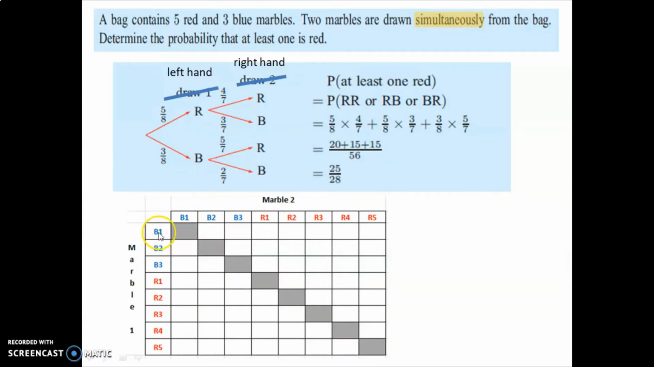If you look here, this would represent blue marble number one and blue marble number one. But it's impossible, you can't be holding that same marble and calling it two marbles. So you cannot call the same marble the two marbles. So I've eliminated all those here. Now we're left with a sample space that's a little smaller than what we see.